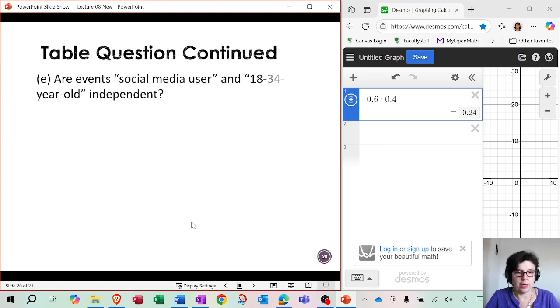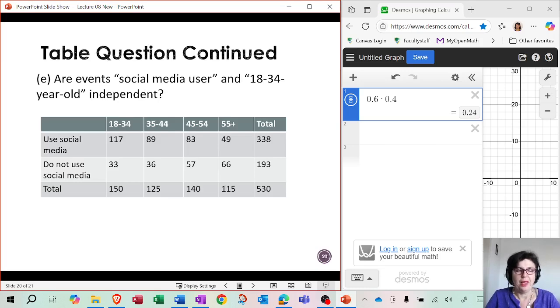Now, the last example I want to consider, and I promise that will be it, is whether the events social media user and 18 to 34-year-old are independent or not. In the previous video, we actually computed all the pieces that we need for this, because we just want to know, are they independent? How do we check that? By the condition of independence. Is the probability of both social media user and 18 to 34-year-old at the same time equal to the product of the individual probabilities?